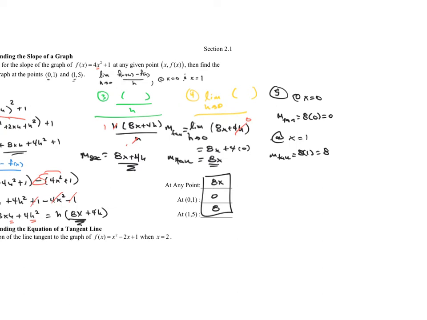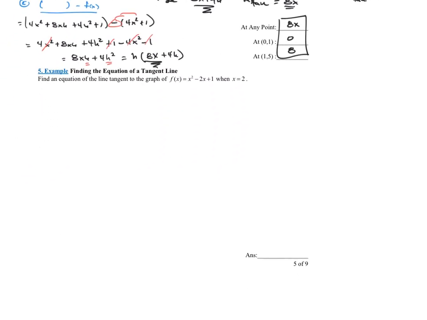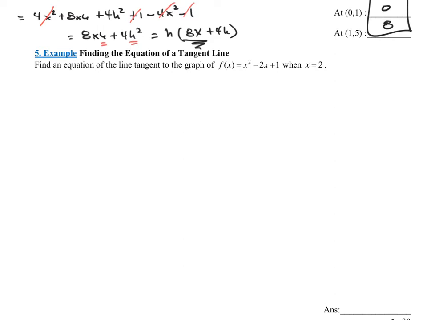Okay, let's move on. How about finding the equation of a tangent line? So this one's a little more involved, not too much more involved. Let's go through the steps again. The first step is going to be find the slope of the tangent line.